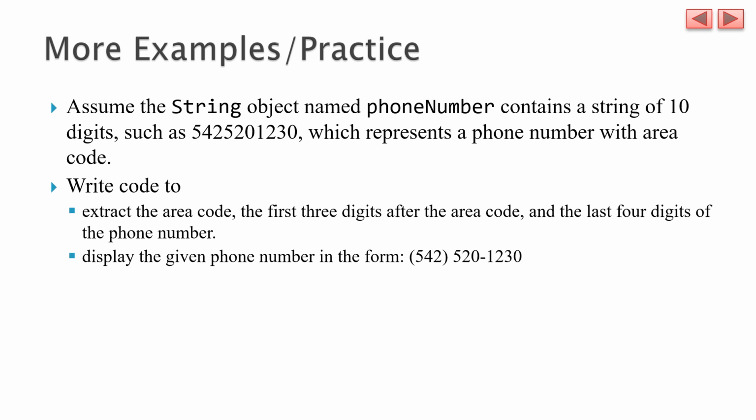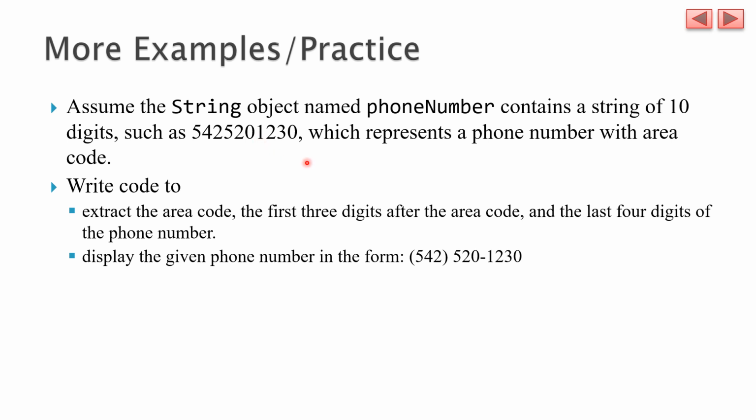Here is an example that you can do to practice with the substring method and string concatenation. In this exercise, assume that the string object named phoneNumber has been declared and contains a string of 10 digits such as 542-520-1230, which represents a phone number with area code. This is a phone number in the United States.